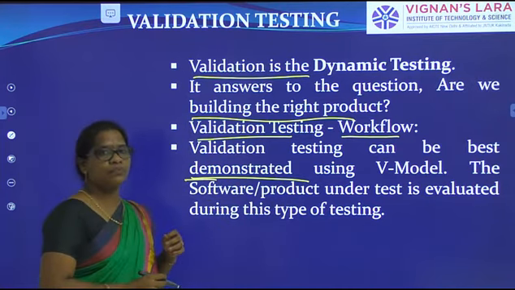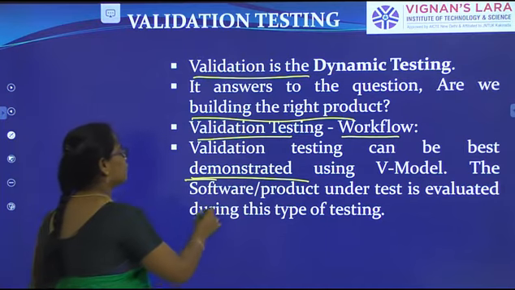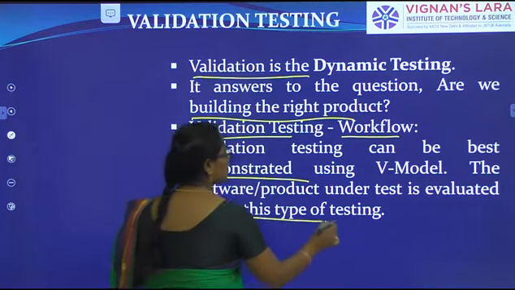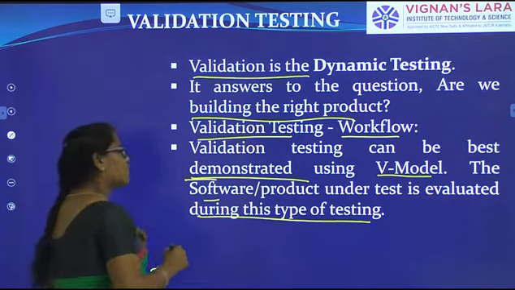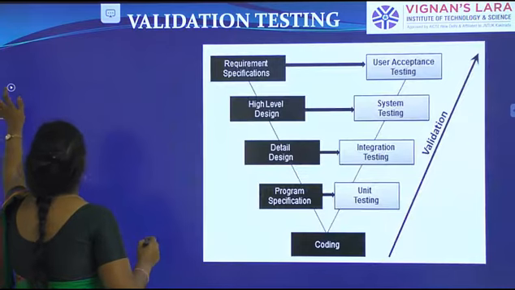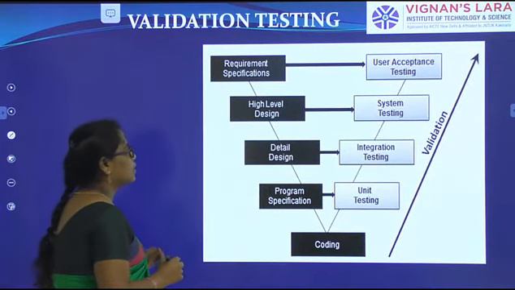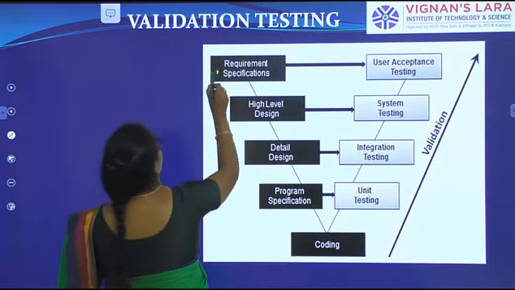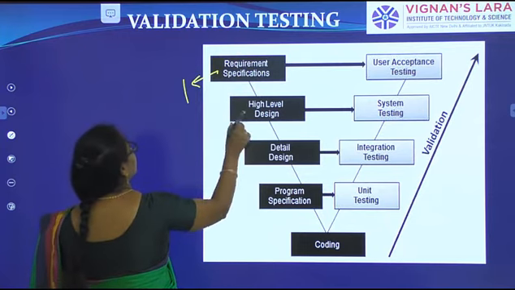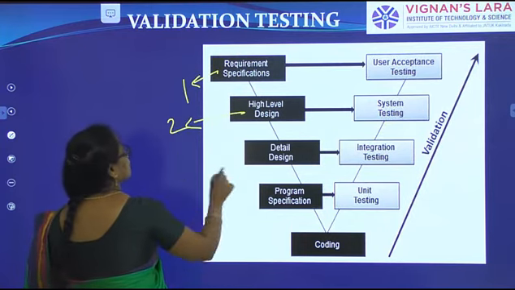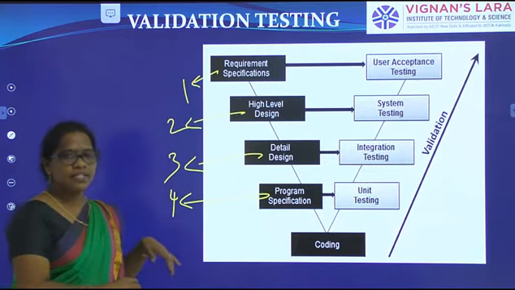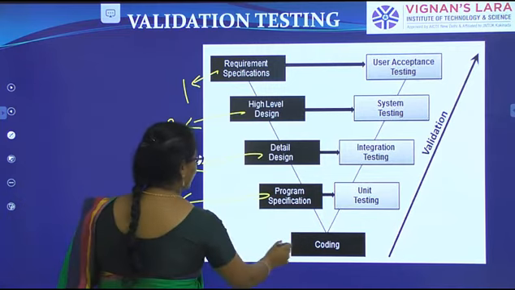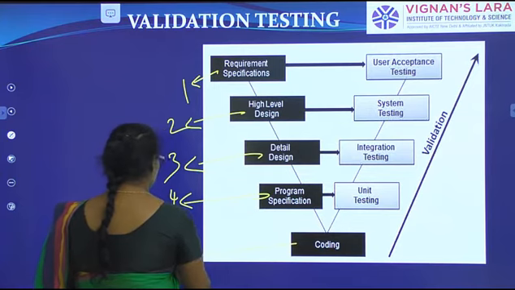So you have the V model. What is the V model? The software product under test is evaluated during this step of testing. The V model we have seen in the first unit, types of process models. So this is the V model. The first one is the requirement specification. Second is the design. Third is the detailed design, that means architecture. Fourth is program specifications, that means implementation, and the fifth is the coding.